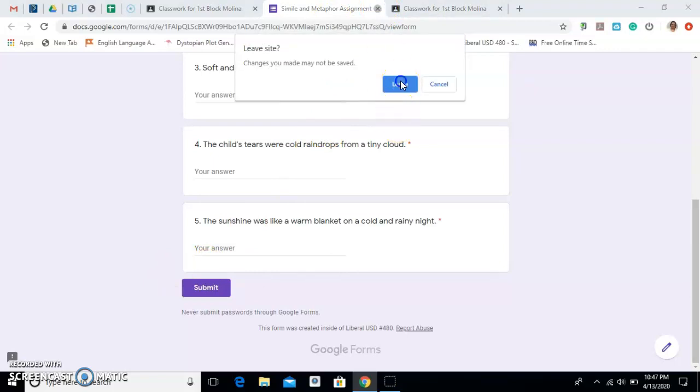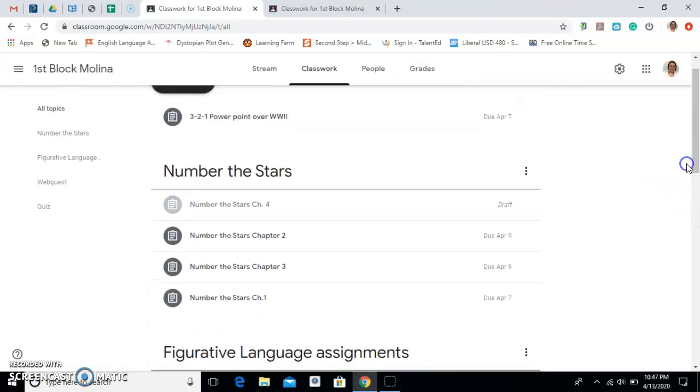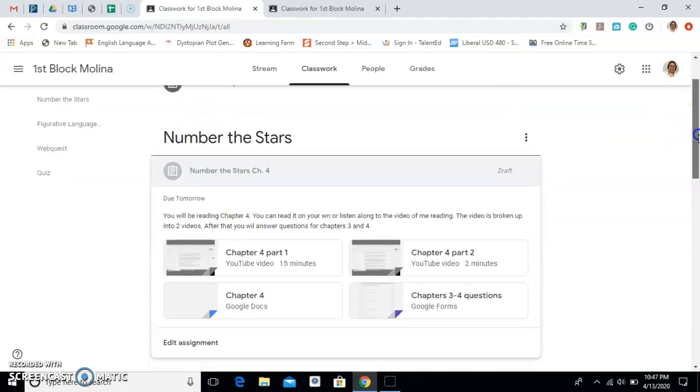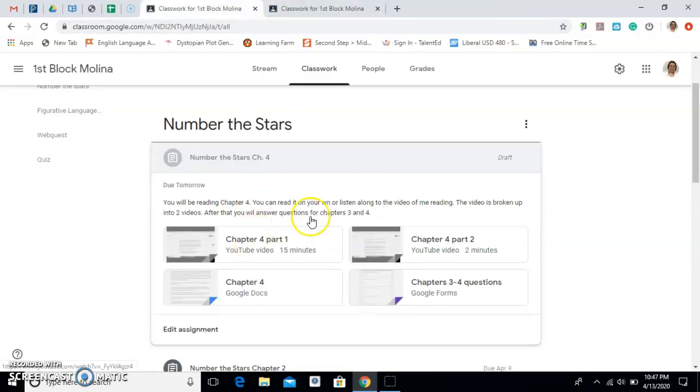So after the simile and metaphor assignment, you do have Number the Stars, Chapter 4. You click on that. This is a longer chapter, so you can either read it on your own or read it as a family. You can do either or you can listen to me read it. It is broken up into 2 parts because it took me a little bit longer to read. So this is Chapter 4, Part 1, and then Chapter 4, Part 2. This one is only 2 minutes, so you can listen to me read that to you as well.